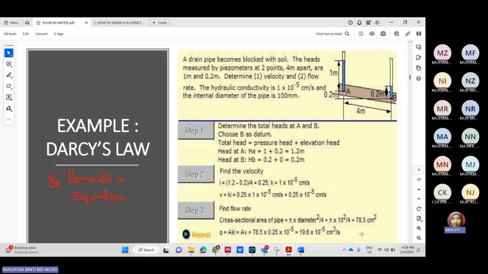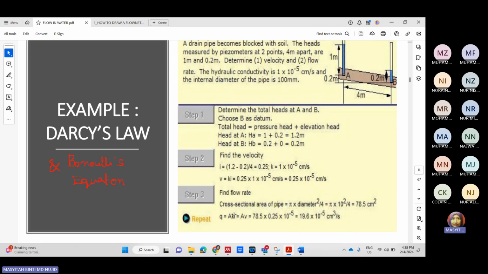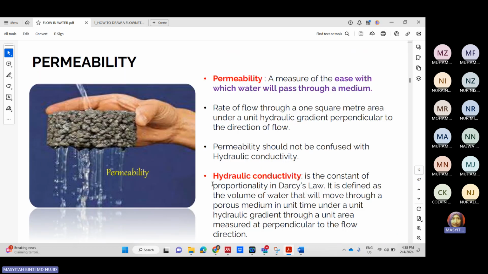The area is 78.5 cm square. And therefore, untuk dapatkan flow rate, masuk je A, KI, dapatlah. Tadi kita punya velocity dah ada kan? Velocity sama dengan KI. Velocity dah kira daripada atas, darab je dengan A, dapatlah flow rate sama dengan 19.6 times 10 negative 5 cm cube per second. So, make sure unit tulis ya. Tak tulis unit, saya tolak markah. So, ini cross-sectional area for pipe yang bukan hollow. Kalau hollow, tolong cari formula sesuai untuk kira cross-sectional area for hollow pipe.